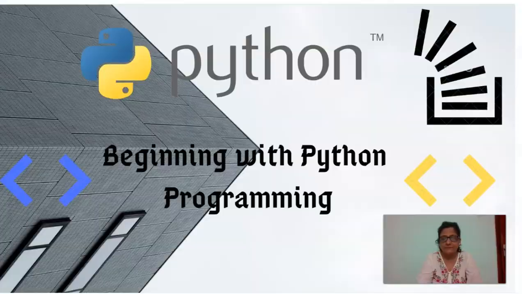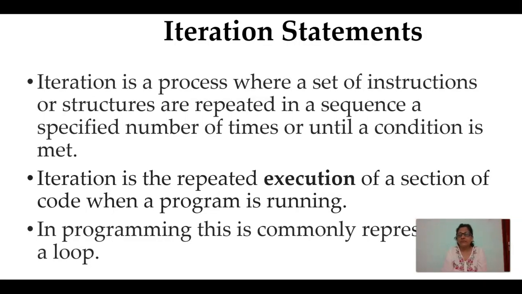So let's start. Iteration is a process where a set of instructions are given which are repeated in a special sequence, as I told you with respect to the table of 2. Or if I say Fibonacci number, the Fibonacci series, we talk about 0, 1, 1, then 2, then 3. So how do we write it down? How do we get that particular series?